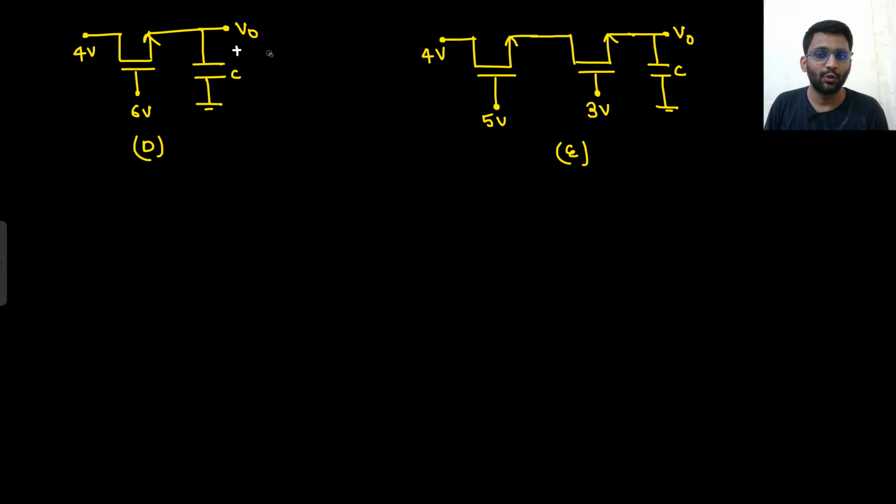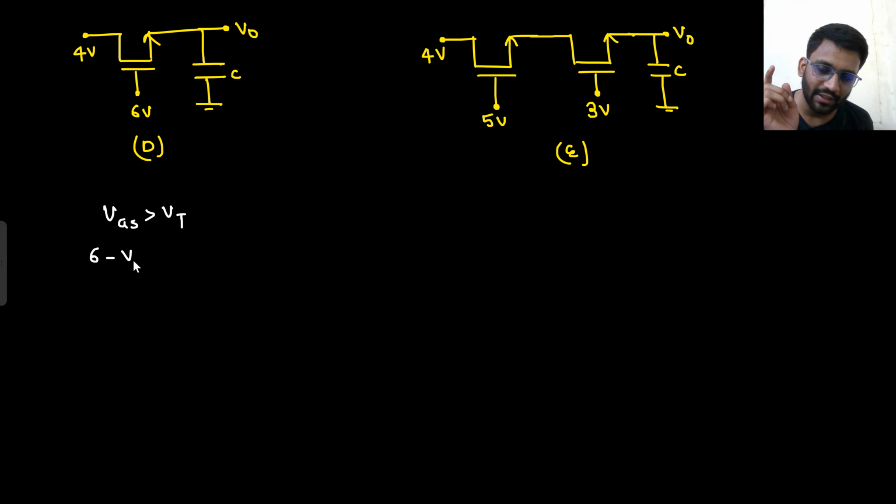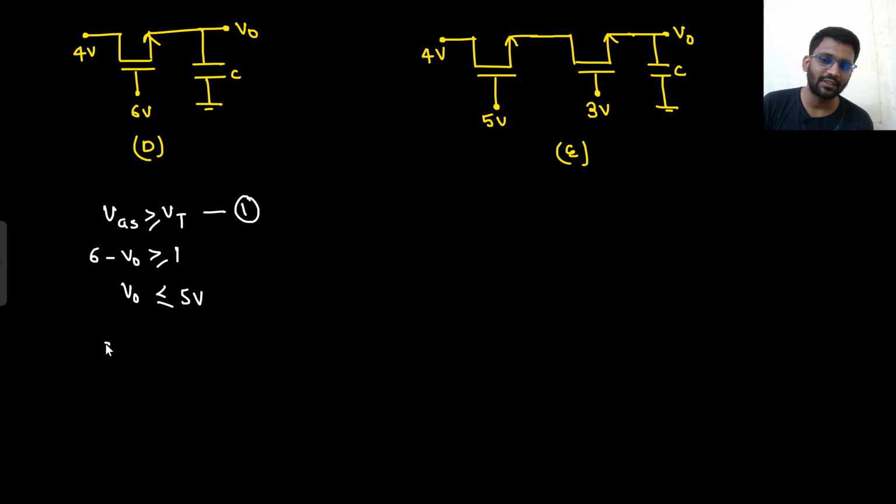So maximum it can go up to 4 volt only. You may think like that, sir, it can go up to 5 volt because my target is to get VGS greater than VT. VGS greater than VT, so 6 minus V0 should be greater than VT. So your V0 should be less than 5 volt. But you forgot the other condition. This is only one condition. What is the other condition?